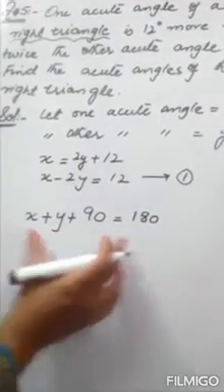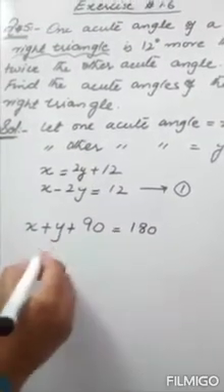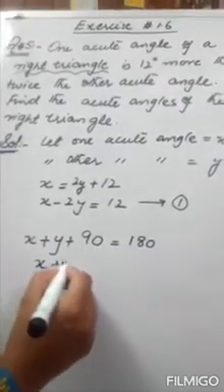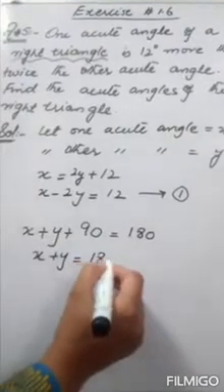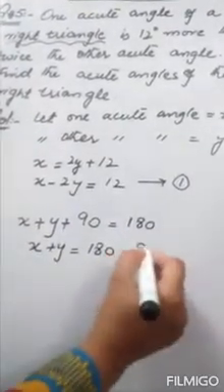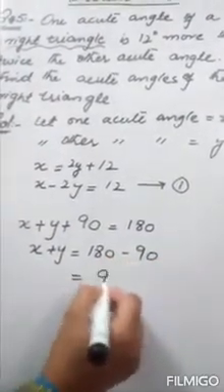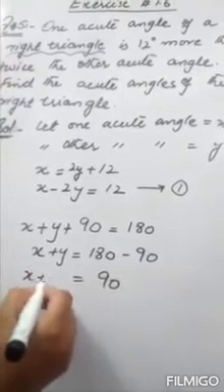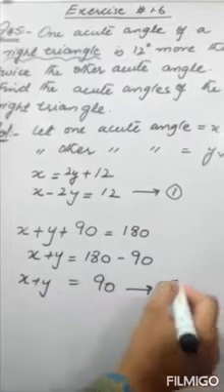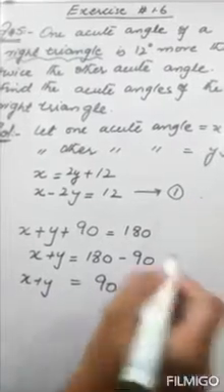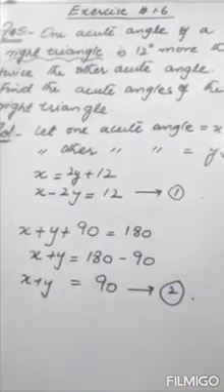Okay, now we have to make the standard form of this linear equation. It will be x plus y is equal to 180 minus 90, since the 90 is shifted to the other side, which is equal to 90. So the second equation is x plus y is equal to 90 degrees. These are the two equations. You can solve them with any method.